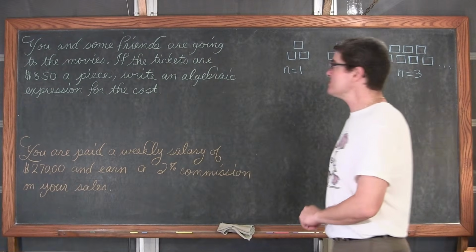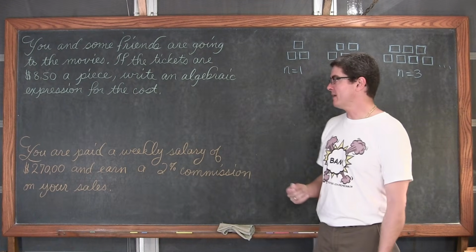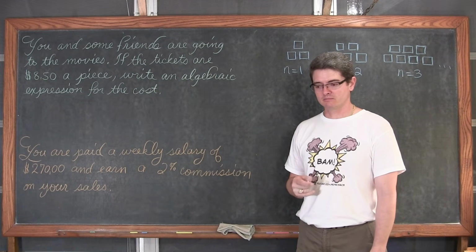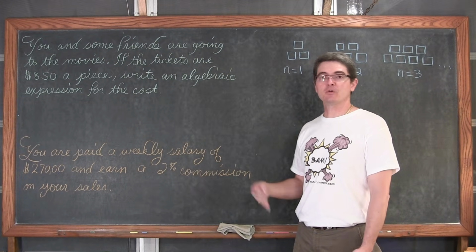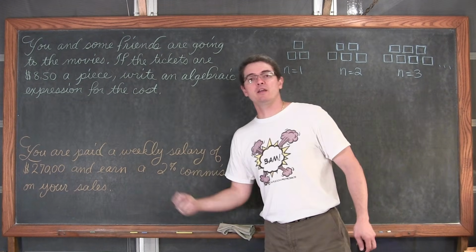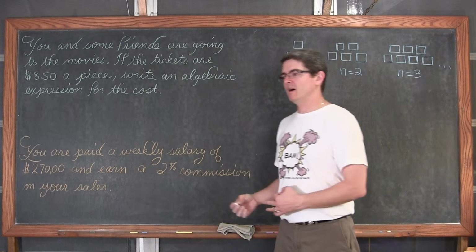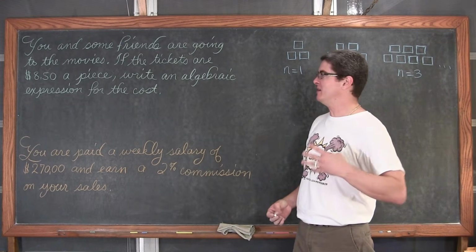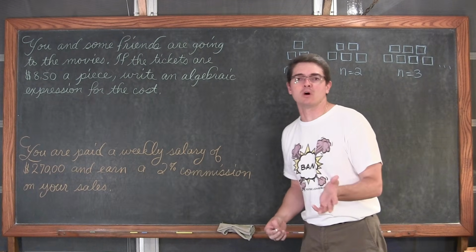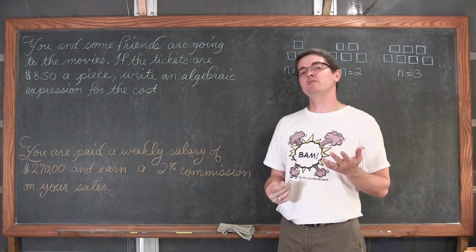So you and some friends are going to the movies. If the tickets are $8.50 apiece, write an algebraic expression for the cost. Well, if it's just you, it's $8.50. If it's you and a friend, it's $8.50 plus $8.50. Got 3 friends? That's 4 people, so it's going to be $8.50 times 4. So if you can figure it out for 1, 2, 3, and 4 people, then you can figure it out with algebra.